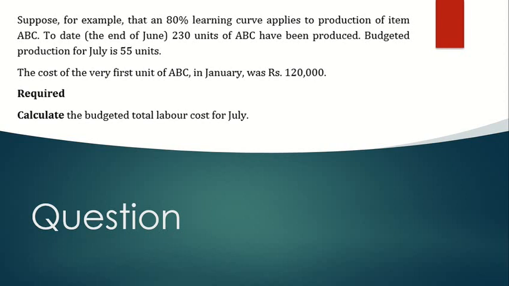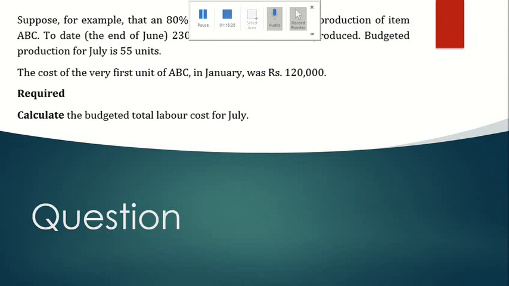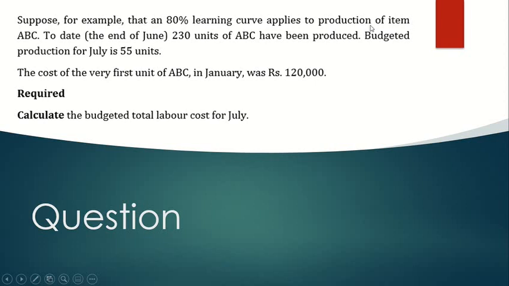In the sample question I have given, suppose for example that an 80% learning curve applies. So 80% learning curve means the learning rate is 0.8. So the learning index B we can find using that formula, log 0.8 divided by log 2. Here, an 80% learning curve applies to production of item ABC. To date, end of June, 230 units of ABC have been produced. Budgeted production for July is 55 units.